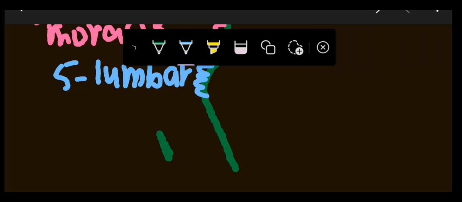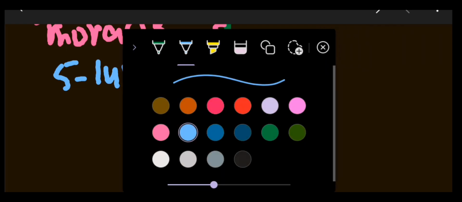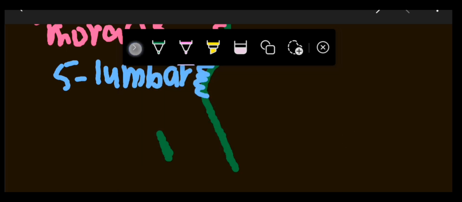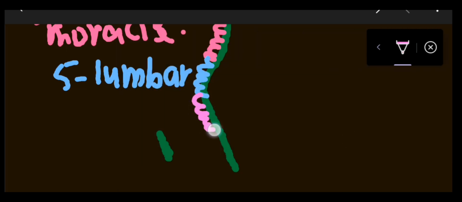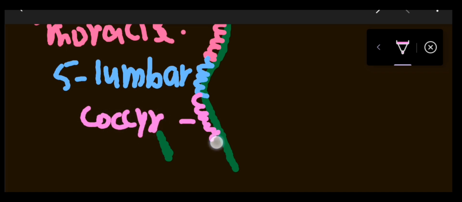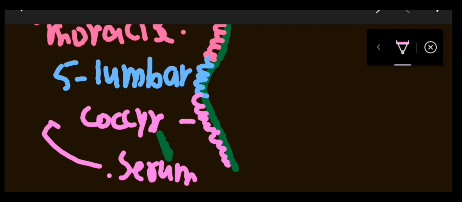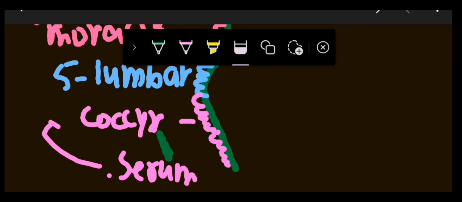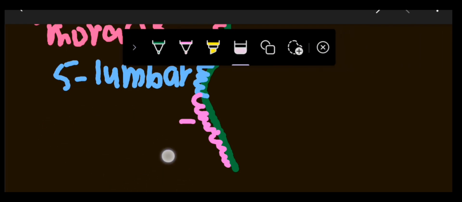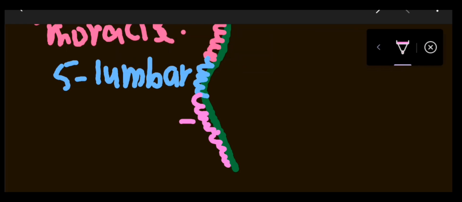Then we have the coccyx, which is 5 in number, but when they fuse they are called 1 coccyx. No, first we have the sacrum, then the coccyx. Let me correct it. First we have the sacrum, which is also 5, and the coccyx, which is also 5.